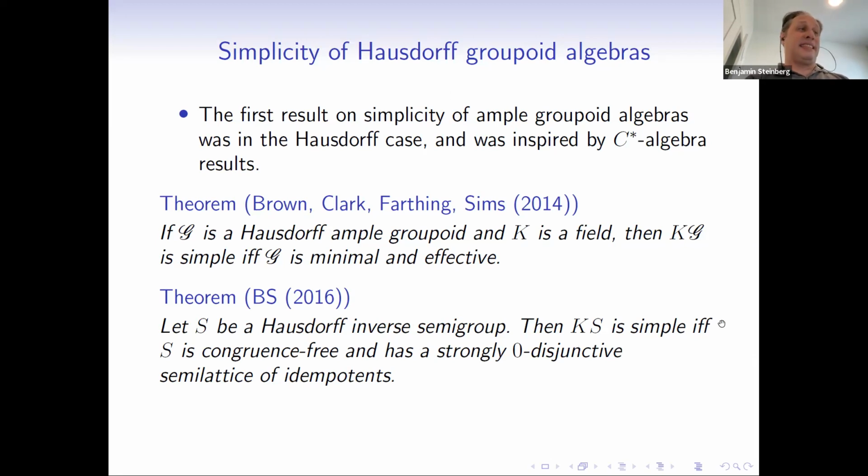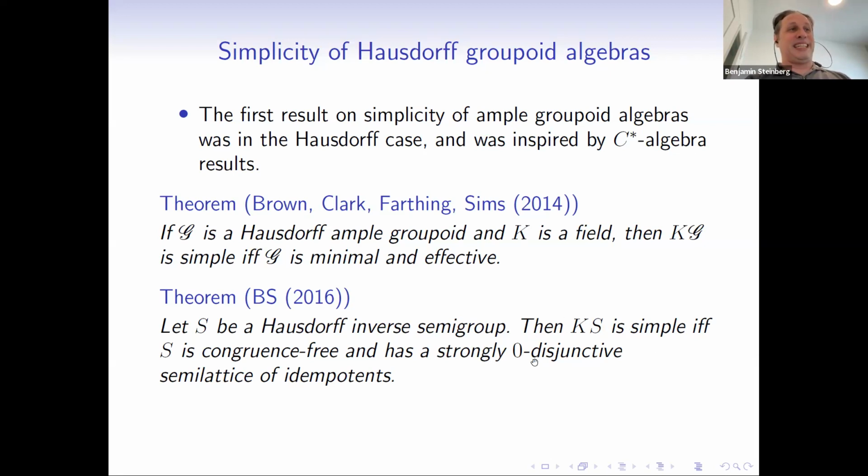So then Ks is simple if and only if S is congruence free, and it has this extra condition that Munn stumbled on, that the idempotents are strongly zero disjunctive. This just means that every filter is tight. I mean, we now know from Exel's work that there's a closed invariant subset consisting of the tight filters. So the only possible way that the universal groupoid can be minimal is if every filter is tight.